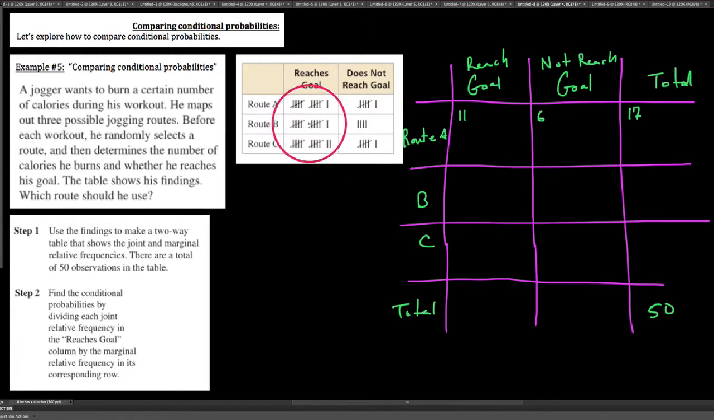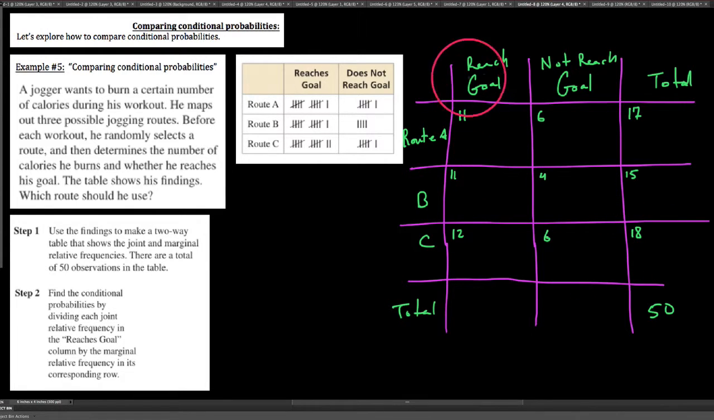Of route B, reaching and not reaching our goal, it looks like we had 11 here as well, reaching the goal. But we only had 4 in which he did not reach the goal on route B. So 15 total there. For route C, we had 12 times in which he reached his goal, but 6 times in which he did not. So that's a grand total of 18 trips on route C.